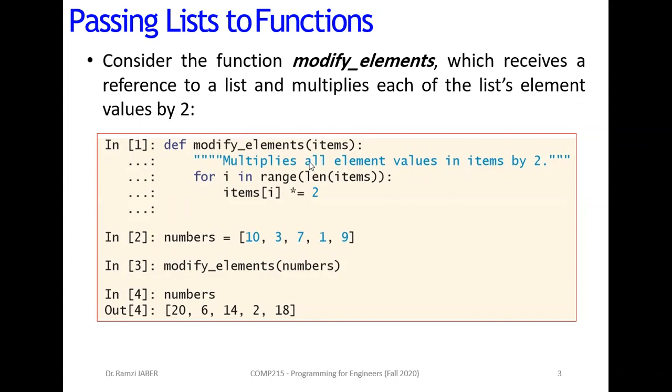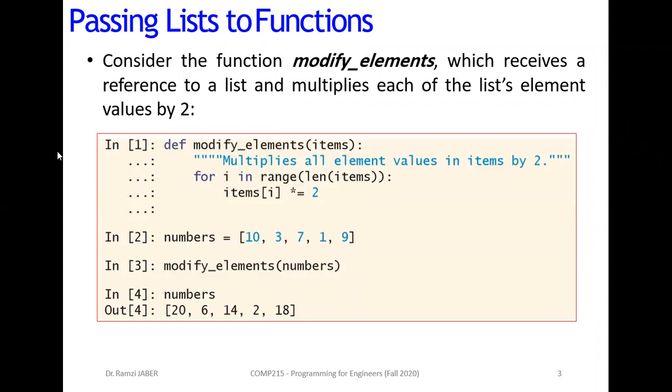So we have an example here: define modify elements, inside an item. This item can be an ordinary variable, can be an integer, a float number, a string, and also can be a list. We don't know right now what item is. So it can be one element, one variable, integer or float, one string. Also, it can be a list.